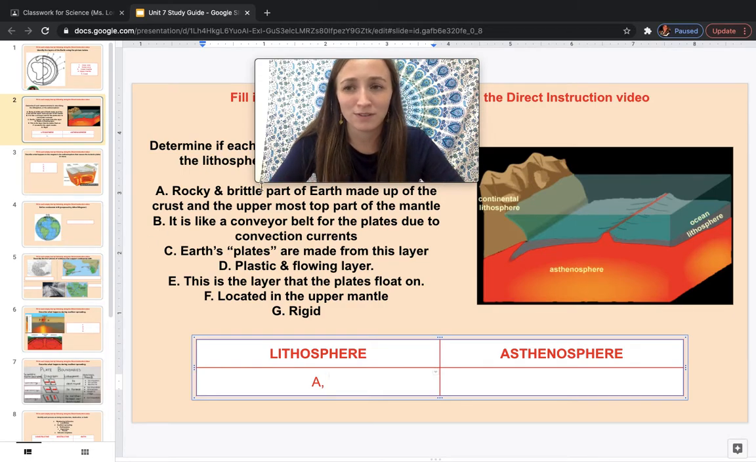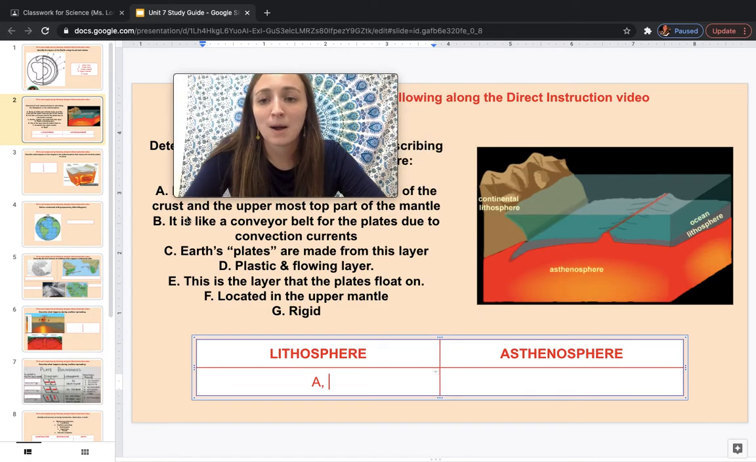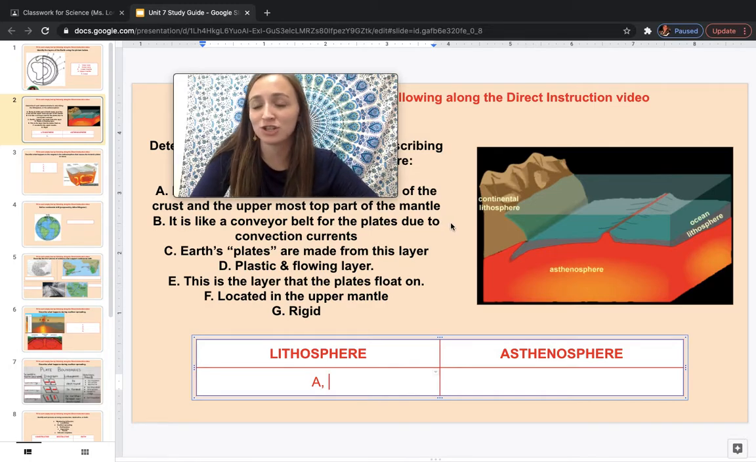I mean, think about Earth's surface. It's rocky and brittle, meaning it can break pretty easily. So that is the lithosphere. Part B, it is like a conveyor belt for the plates due to convection currents.